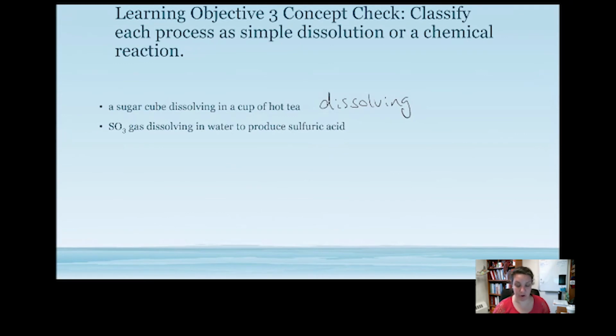SO3 dissolving in water to produce sulfuric acid. When that occurs, we make something new. So this is going to be a reaction.